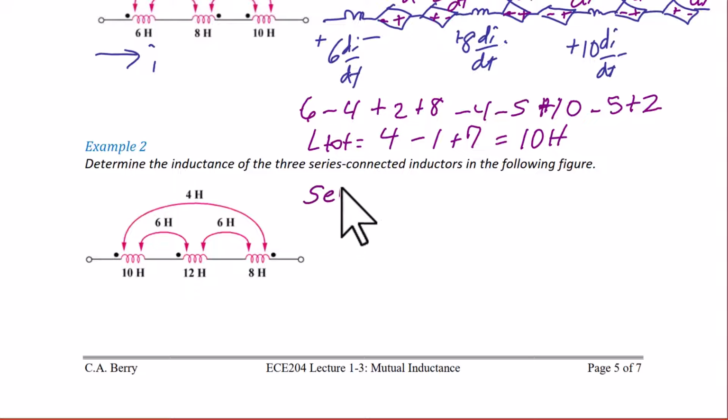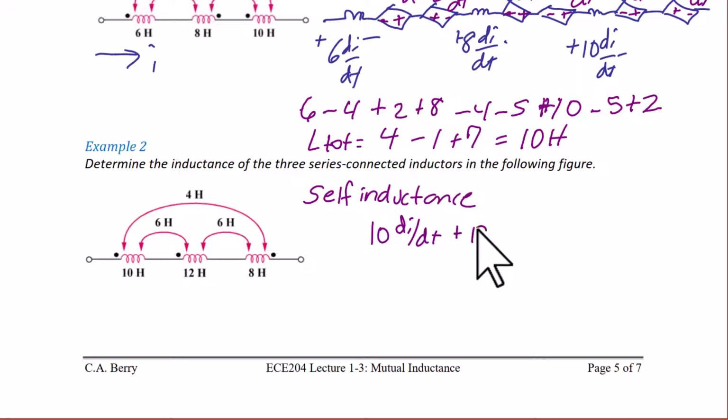So now let's do example 2. The first thing we're going to do is find the self-inductance for each inductor. So that's 10 di/dt, 12 di/dt, and 8 di/dt. And please note that once again, we are assuming that the current flows from left to right.